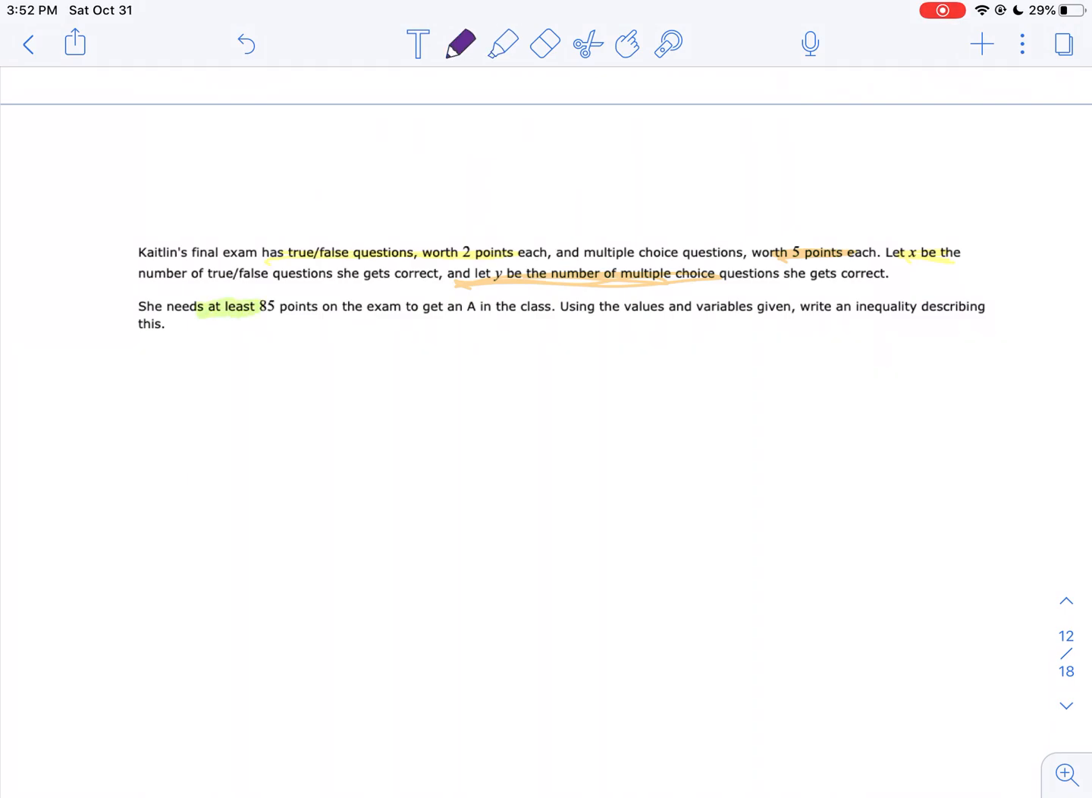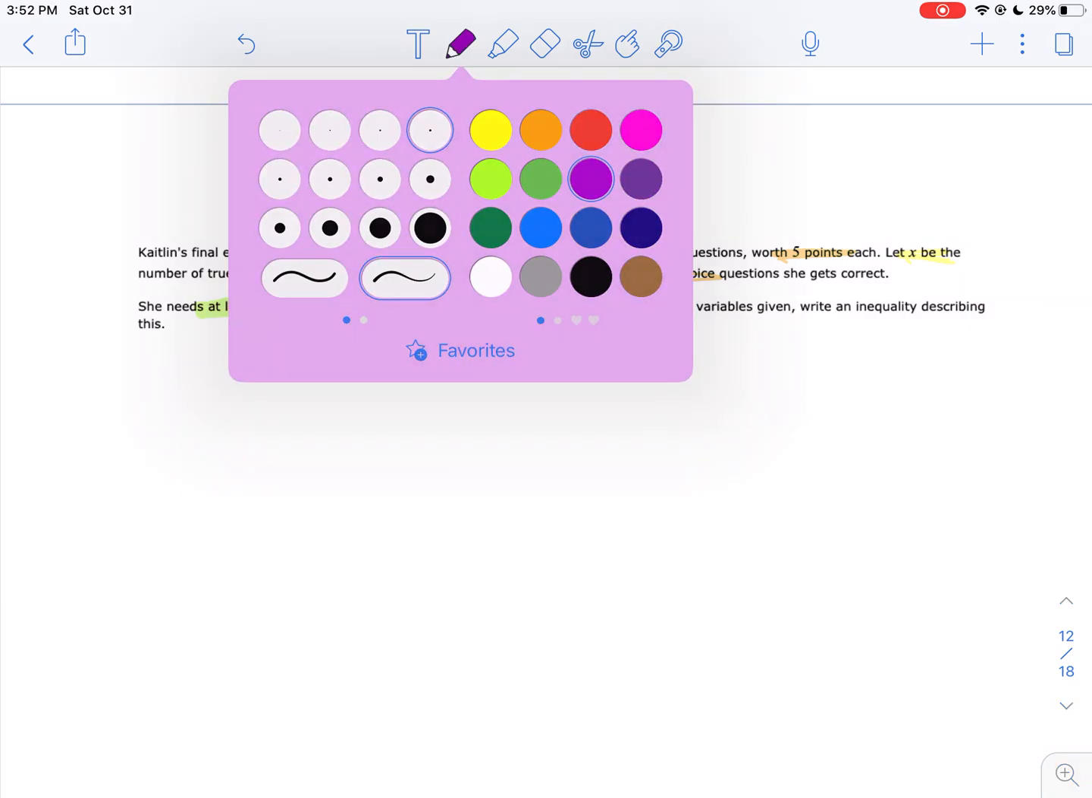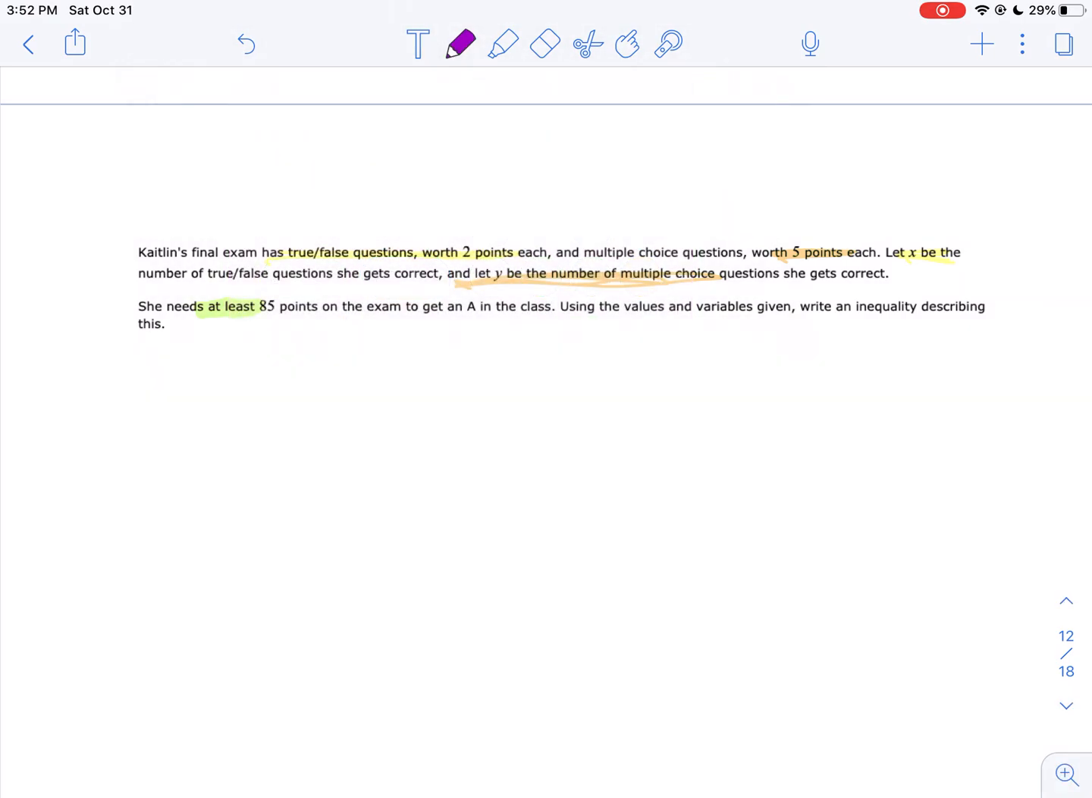Well, let's start here by writing out our terms. True-false questions are 2 points each, so I'm going to say 2x. Multiple choice questions are worth 5 points each, 5y. At least means she's got to get that grade or higher, so it's greater than or equal to 85. And that's what you do on that one. There's nothing to solve because we have two variables, so just leave it like it is.